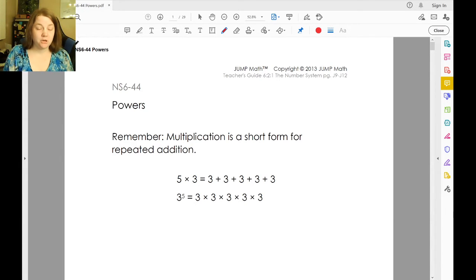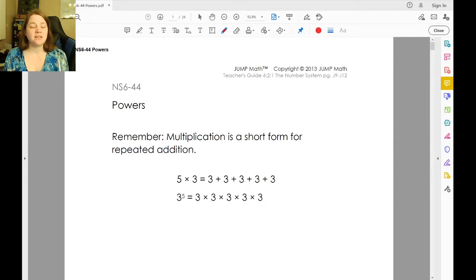This video is going to talk about powers, or as we call them, exponents. This is going to touch on the beginning of the topic. So remember that multiplication is a short form for repeated addition.